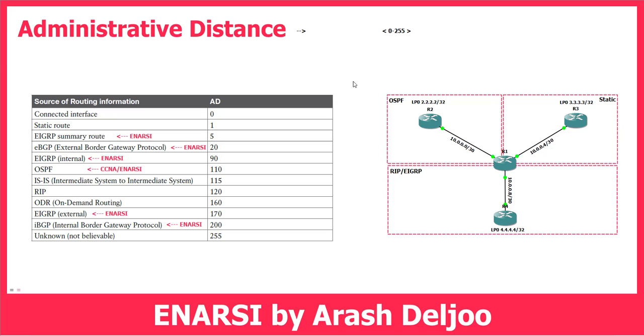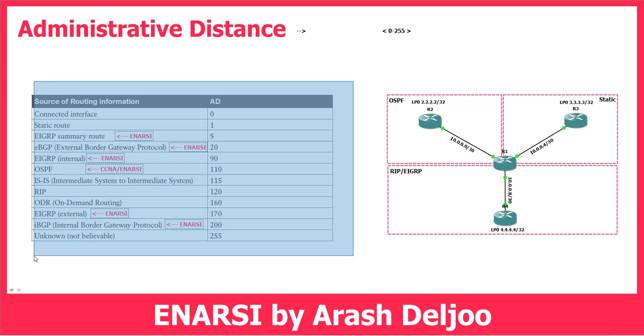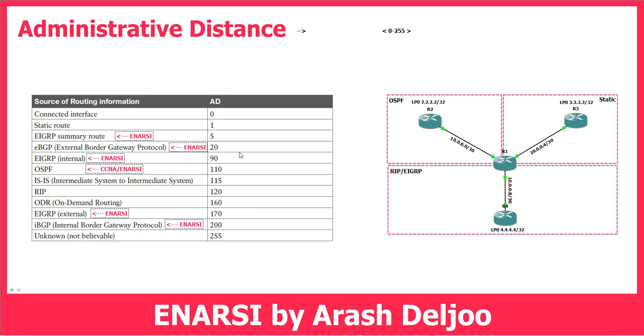This is the overall, or the generic or default values of the ADs. You can change some of these values. For example, for EIGRP, you can change the administrative distance. For OSPF also you can change. For EBGP and also IBGP, you can change the administrative distance. And after that, for the ISIS and RIP also you can change the administrative distance. But in most cases, we don't need to change the default administrative distance.